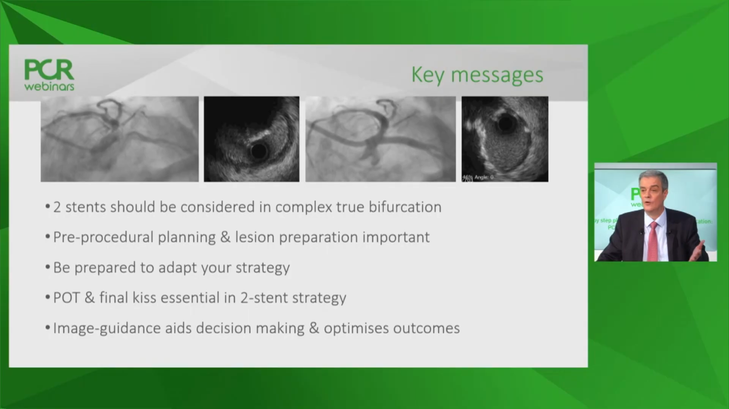Okay, thanks. So I think the case was excellent. Congratulations. It was really a fantastic demonstration. There are several key messages I would like to share. So 2 stents should be considered in complex bifurcations. It's important to plan the procedure, and lesion preparation is also very important for stent expansion. Be ready to change your strategy and adapt. POT and final kissing are essential if you use a complex 2-stent strategy, and image guidance aids decision making and optimizes outcomes.